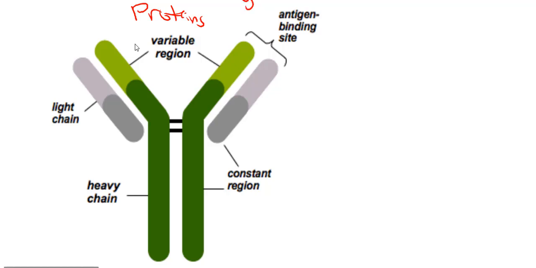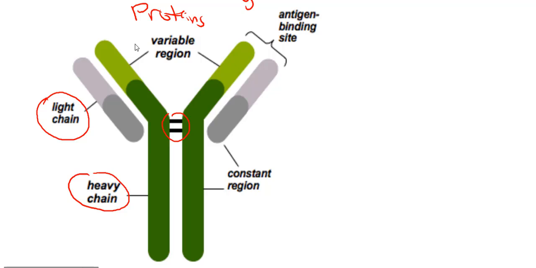So here's what an antibody looks like. In the green here, the green part is the heavy chain. Okay, heavy because it's the bigger subunit. And the gray here is the light chain. What holds these two sections of the Y together right here is a disulfide bond. So disulfide bonds hold them together.